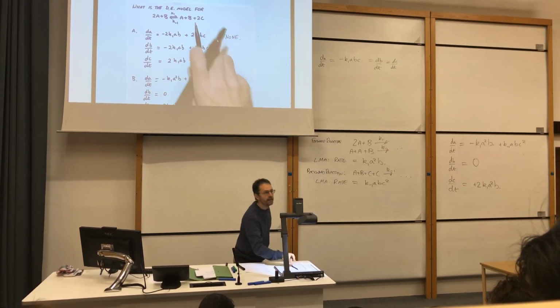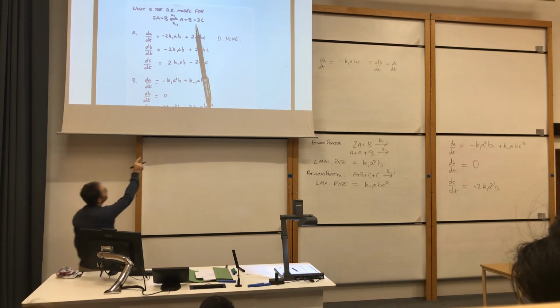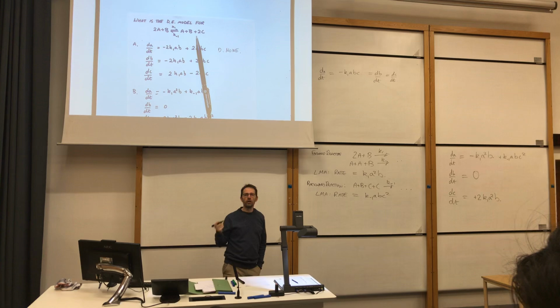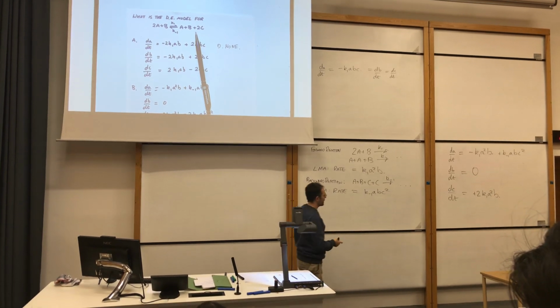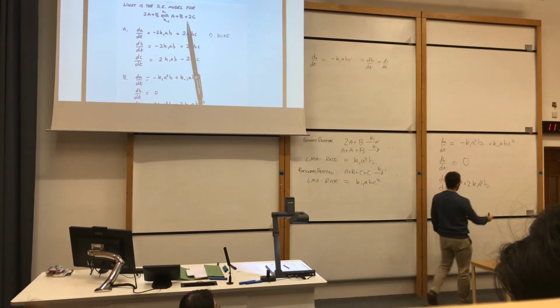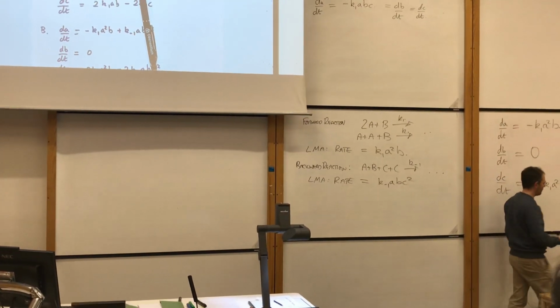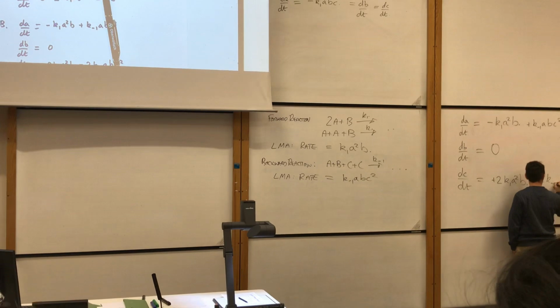And similarly, in the backward reaction, we go from having 2 molecules of C to 0 molecules of C. We lose 2 molecules of C. So that's going to be minus 2 times the rate of the backward reaction, K minus 1 ABC squared.